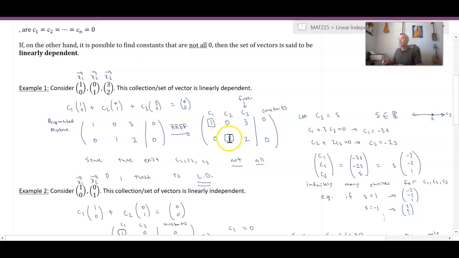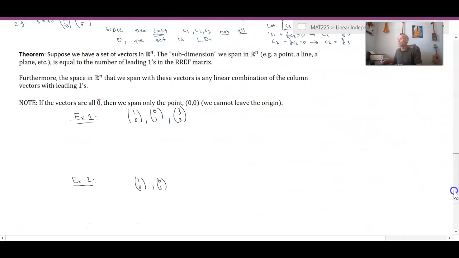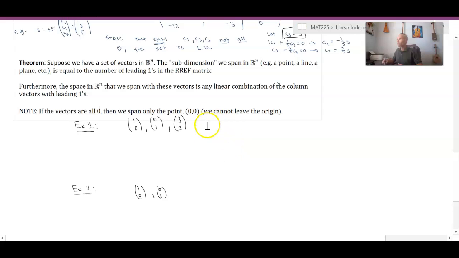So that means that in R2, since we have 2 leading ones, we say that the dimension that we span, or the subdimension that we span, is 2-dimensional.